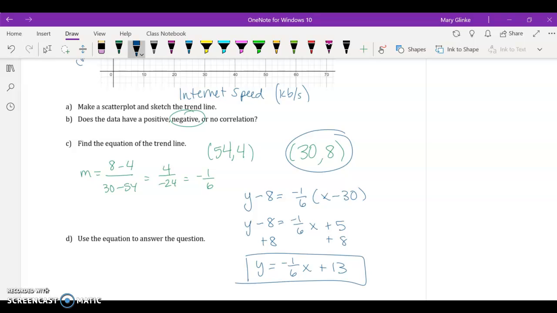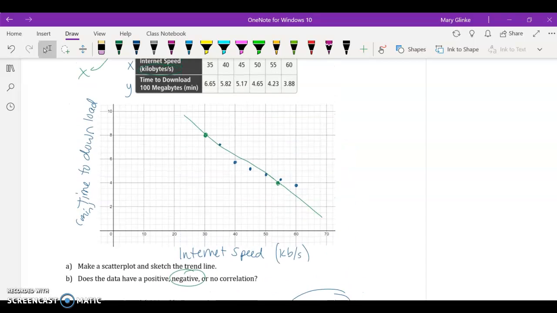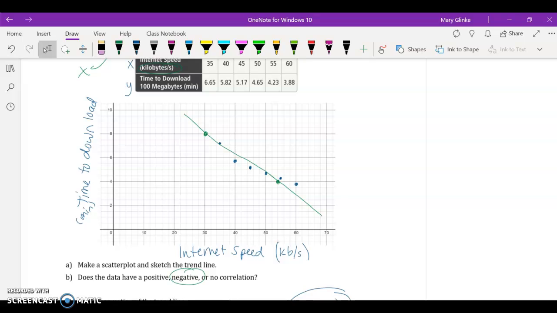Your slope should be negative, and it should be decreasing at a slow rate. So your slope shouldn't be anything like negative 2. It should be some sort of a fraction, and then your y-intercept should be somewhere, like looking at your graph, somewhere probably above 10. Okay?